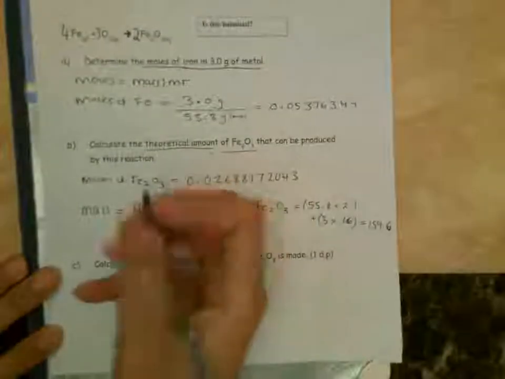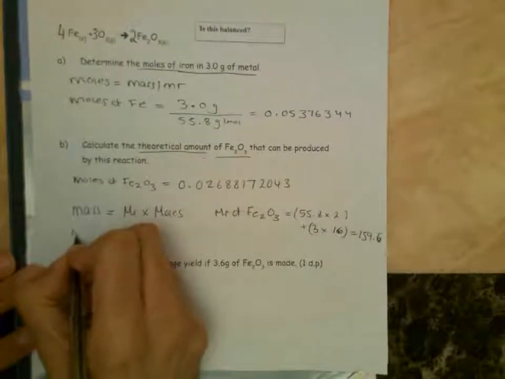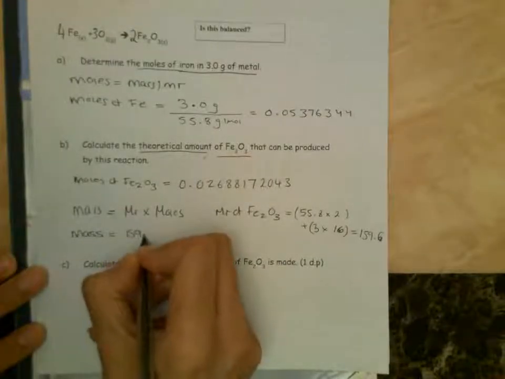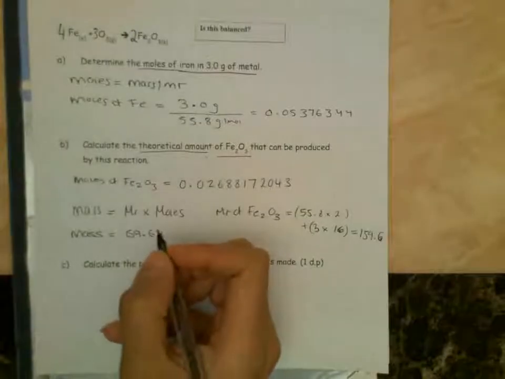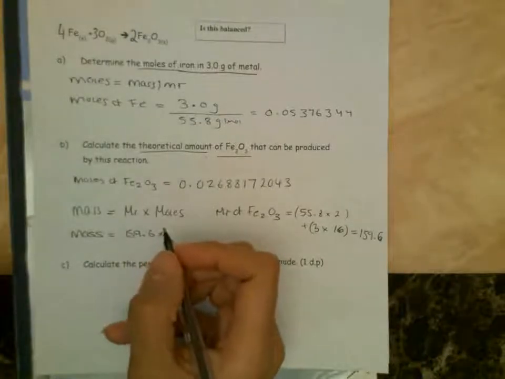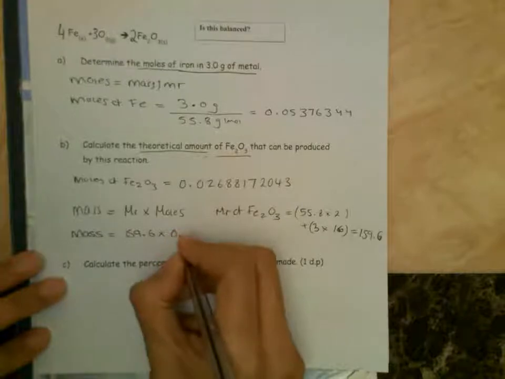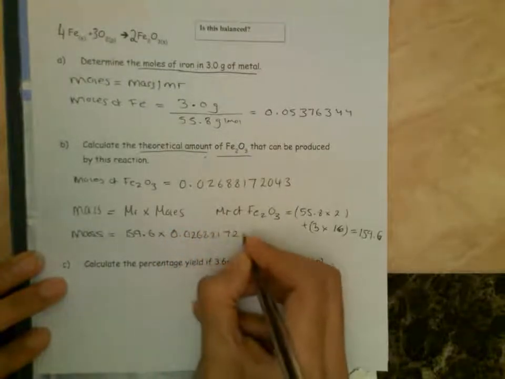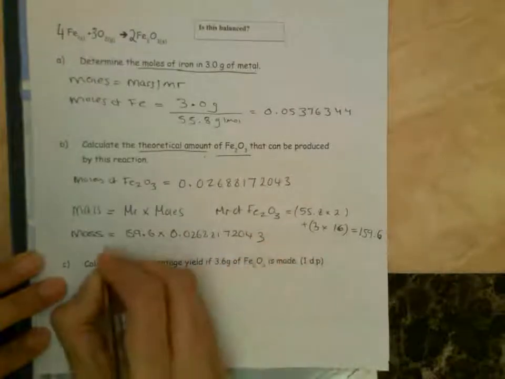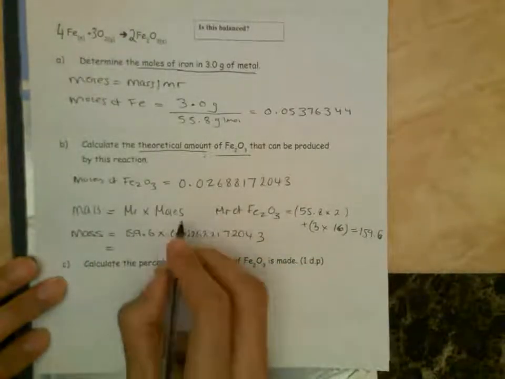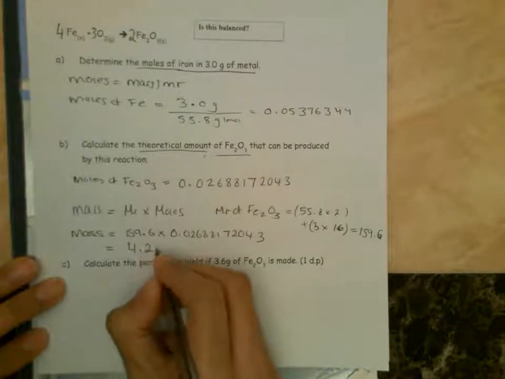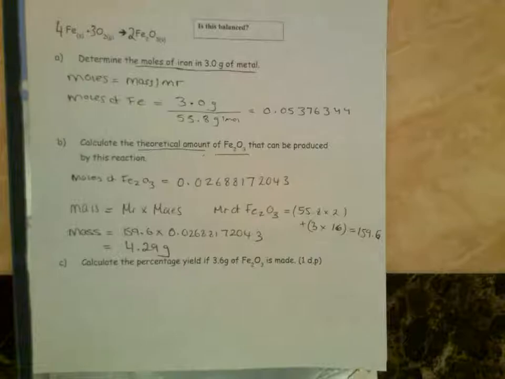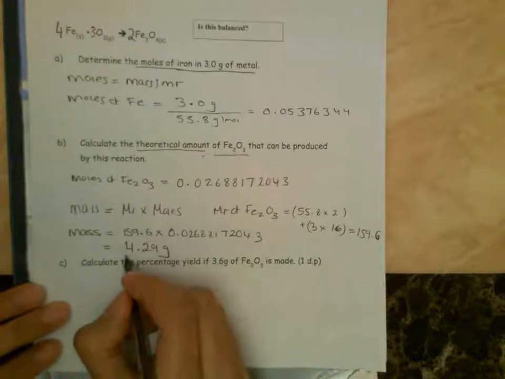Okay, and now what we can do is we can plug that in. MR is 159.6 times the number of moles, which in this case was 0.02688172043. And once we've plugged all these numbers into a calculator, what we would get is 4.29 grams. And that is our theoretical amount.